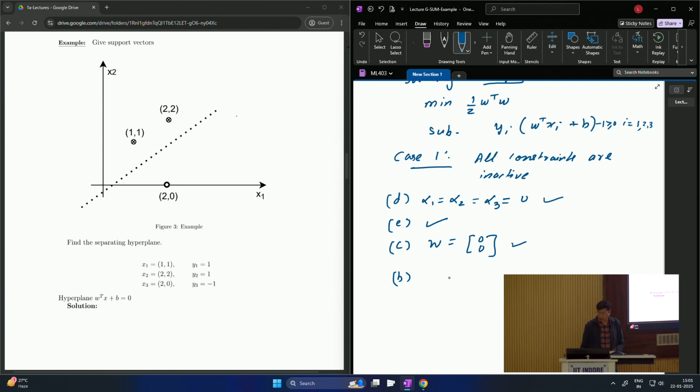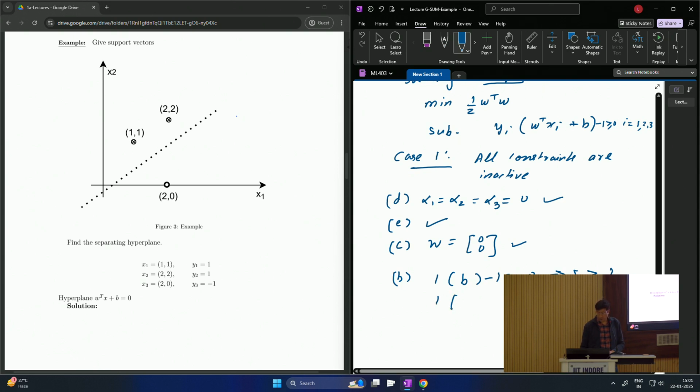So the first point, yi is how much? It's plus 1. W is 0, so this term is 0. We got b minus 1 greater than or equal to 0. This implies b is greater than or equal to 1. When we go to the second point, what is the y value? It's 1 again. W transpose xi is again 0. You get b minus 1, so you get the same thing. Correct? What is the third point?